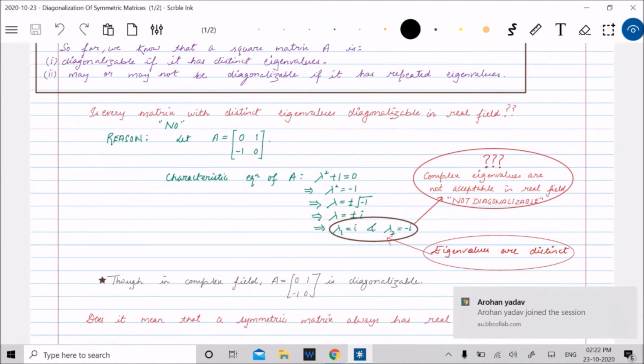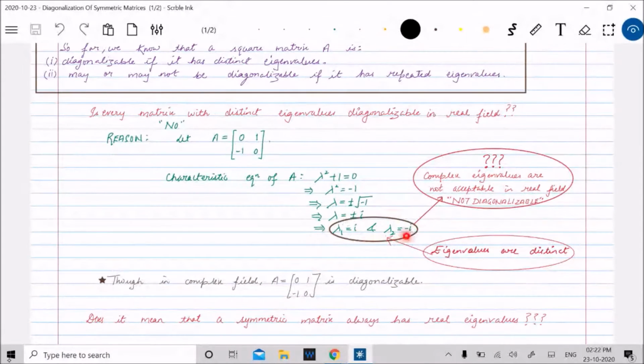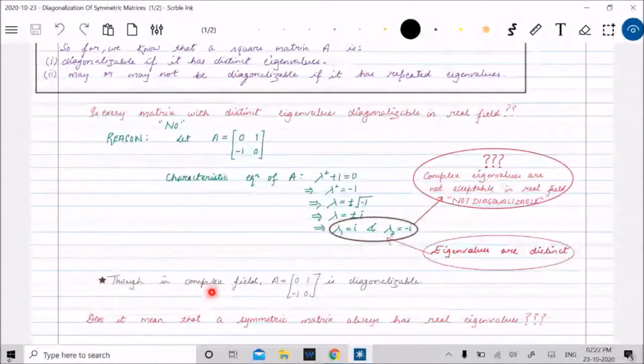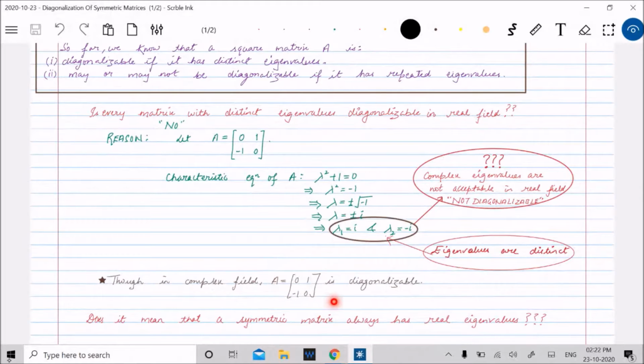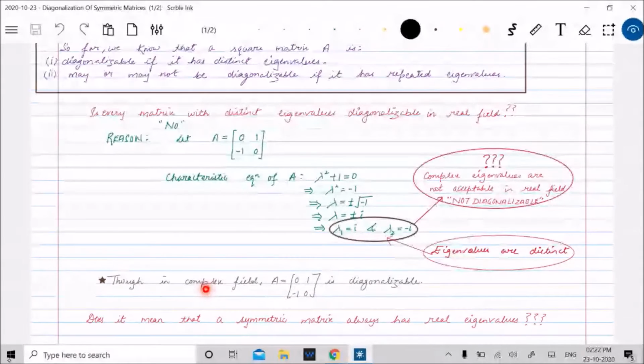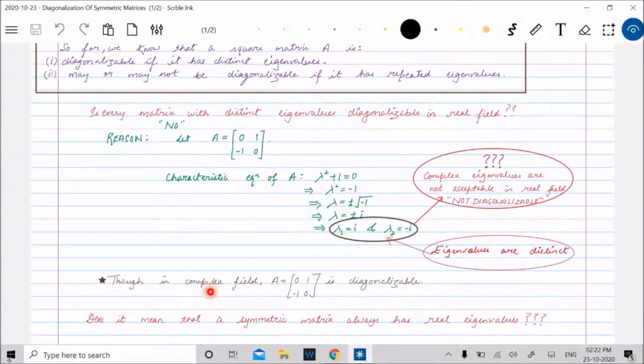Of course, these numbers will be accepted in the complex field, right? If you see this mathematical world as a wider space than the space of real numbers, then of course you are going to accept them. In that case, they diagonalize. And this is a remark written here. So in the complex field, this matrix is diagonalizable, because when you allow yourself to dwell in the world of complex numbers, you will accept them very easily, because you are familiar with complex numbers. And then you will say that yes, these eigenvalues are distinct, hence the matrix is diagonalizable.